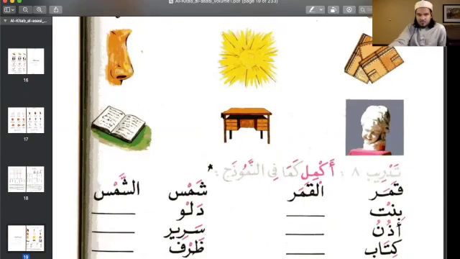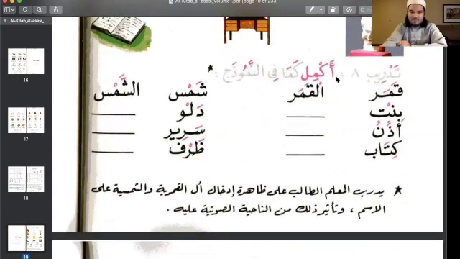نيا، ما هذا؟ مكتب. تمام. ديفا، ما هذا؟ هذا مكتب. ديفا، ما هذا؟ هذا كتاب. جميل جدا. أحسنتم. سأكمل كما في النموذج. هنا نرى قمر and القمر. شمس الشمس. تمام.